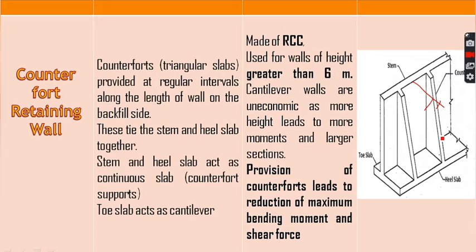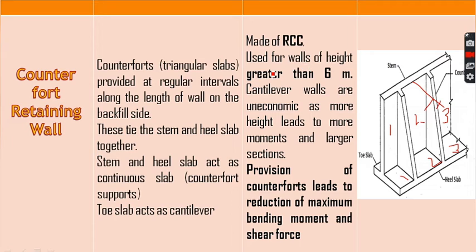The basic principle for providing these counterforts is to divide the whole of the stem and the whole of the heel slab into small segments. For example, this is the whole stem, the length of the whole stem. We are dividing it into 1, 2, 3 different segments. What will this result in? This will reduce the bending moments and shear forces acting on this particular stem. Similarly, the whole heel slab has also been divided into different segments as seen here.